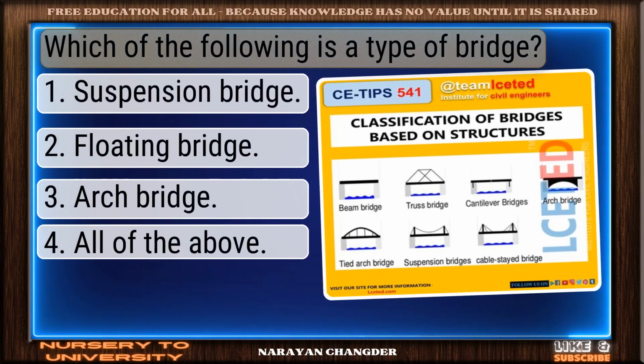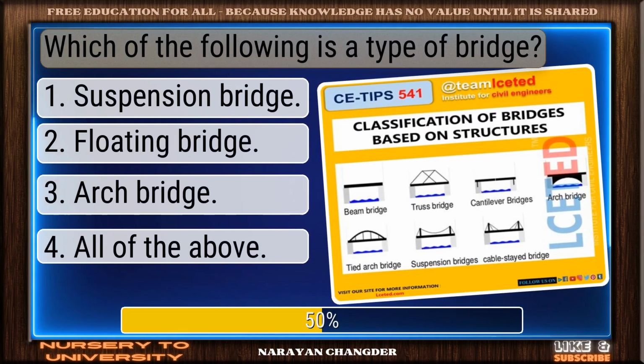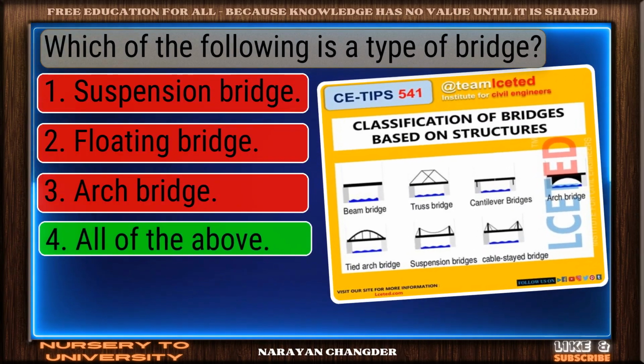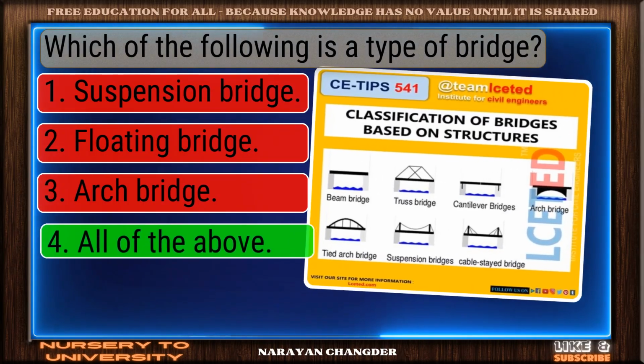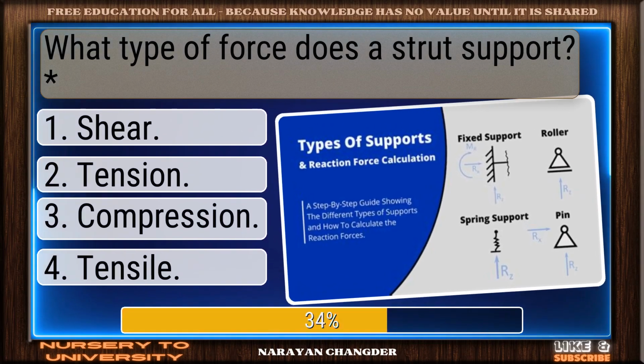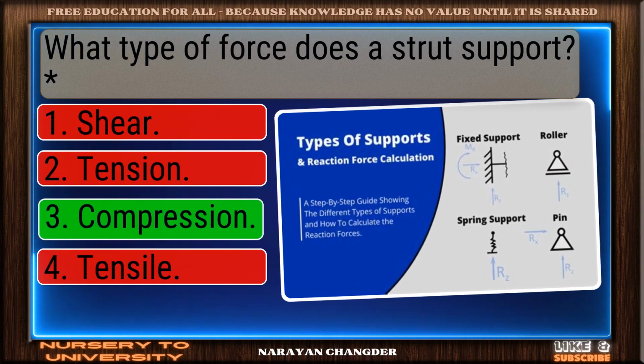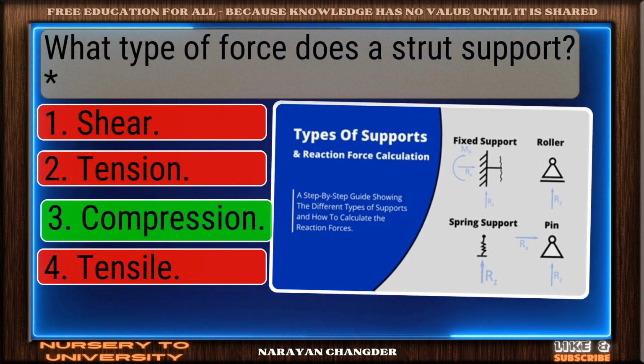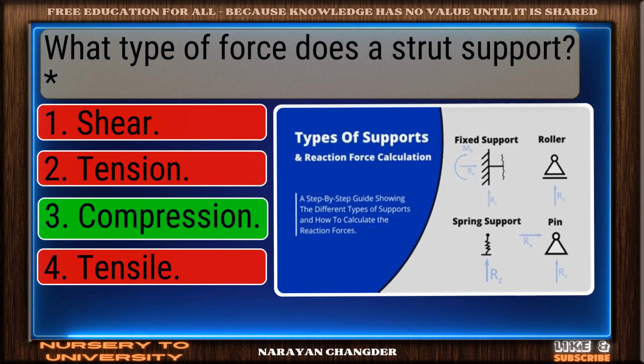Which of the following is a type of bridge? You chose all of the above, and it is correct. What type of force does a strut support? Smart move. Compression is an accurate answer.